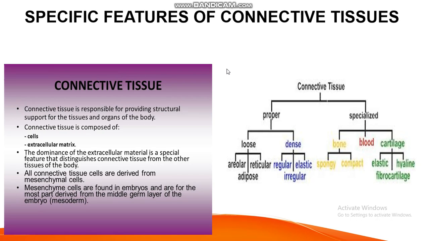Now, the features of connective tissue. Now we're talking about connective tissue. Connective tissue is responsible for providing structural support for the tissues and organs of the body. I talked about skeletal muscle attaching to the bone by tendon, and tendons are dense regular connective tissue. So you can understand the structural function of connective tissue.